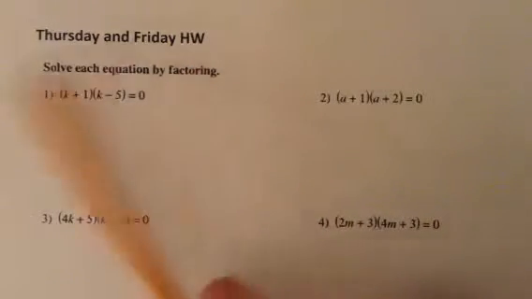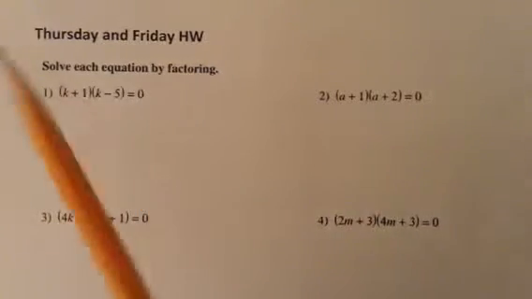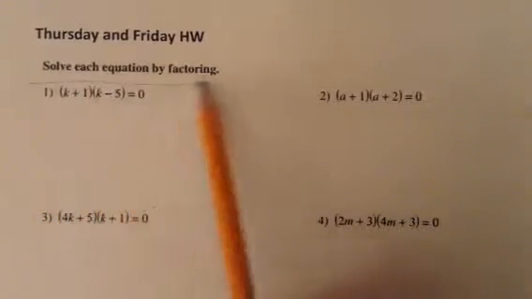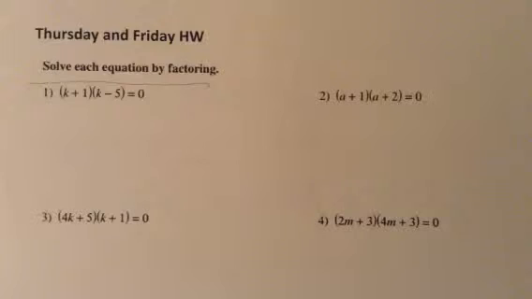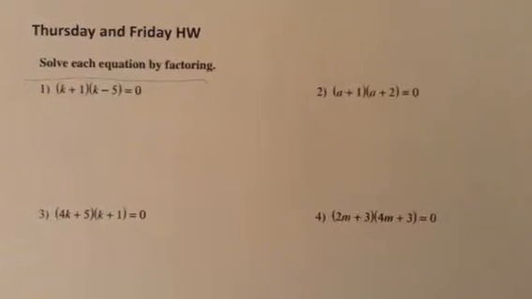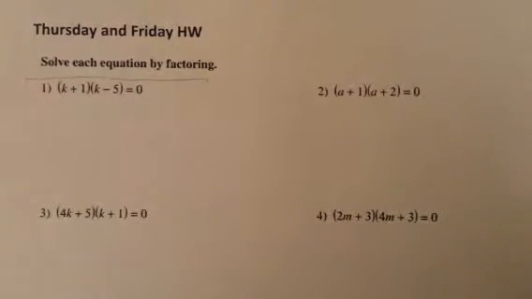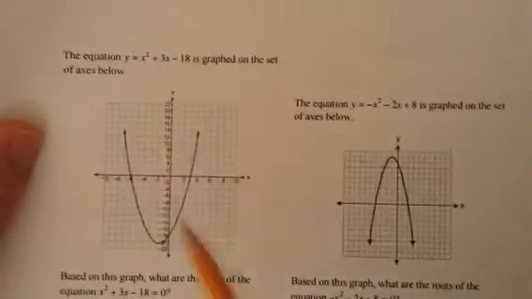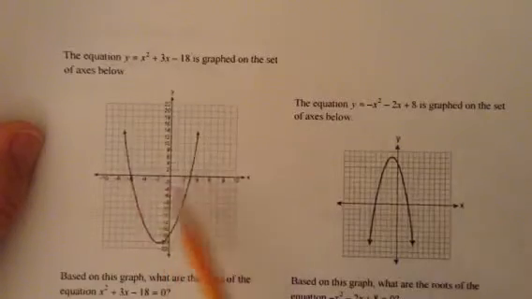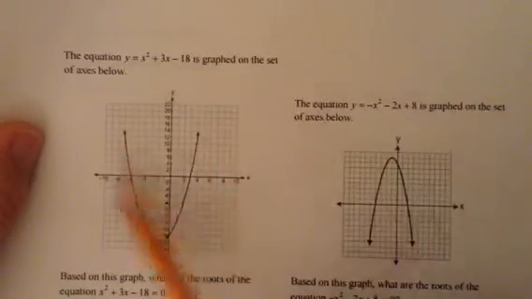On the things that's labeled Thursday and Friday homework, the first thing that you're asked to do is solve each equation by factoring. Remember, the question for Thursday and Friday homework is: what's factoring good for? It's good for two things. It's good for solving quadratic equations, and it's good for finding the zeros of the graph, finding where the quadratic equation crosses the x-axis. So that's one of the important things.